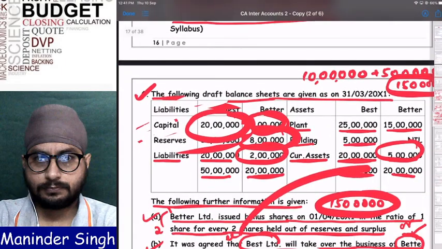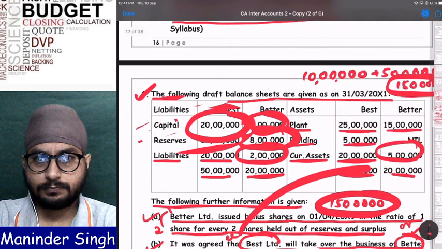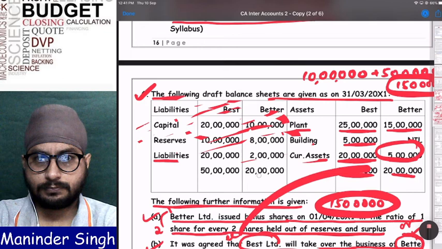Now, coming back to the balance sheet. See here, reserves of Better Limited are also given. Reserves of Best Limited are also given. Now tell, I am solving as per what? I am solving as per purchase. Clear? I will not solve as per merger because it will not give you much marks.